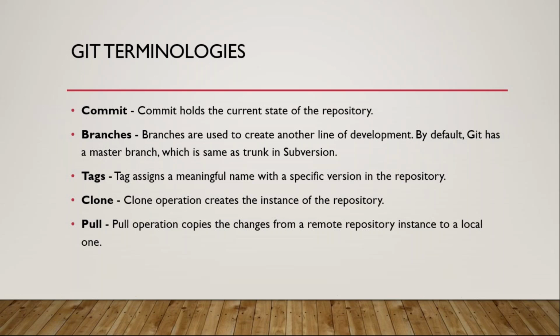Coming to branches, a branch is used for multiple commits, like what another version control system calls a trunk. Here it's called a branch. You will have multiple commits in a branch, and by default you will have a master branch created in Git when you create the first or initial repository. Afterwards you can create your own branches, then add commits to them, and then you can merge.